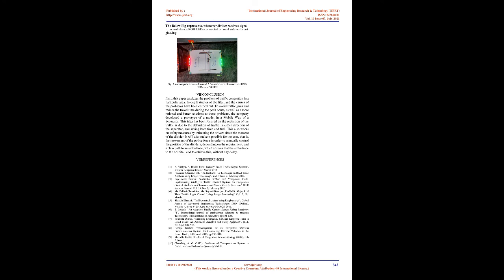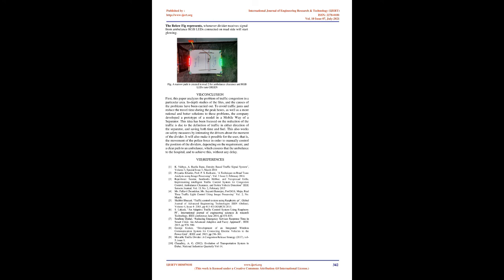The below fig represents the prototype of the movable road divider, where the traffic is high in lane 2 and the divider is moved towards lane 1 after intimating the drivers about the movement of the divider, and the divider is moved back once the traffic is normal. The below fig represents that whenever the divider receives a signal from an ambulance, RGB LEDs connected on the roadside will start glowing. Fig. A narrow path is created in road 2 for ambulance clearance and RGB LEDs turn green.